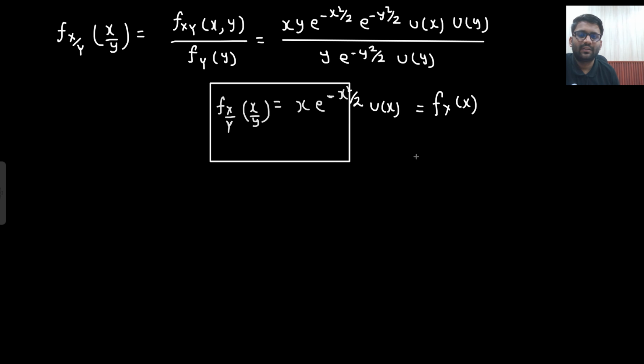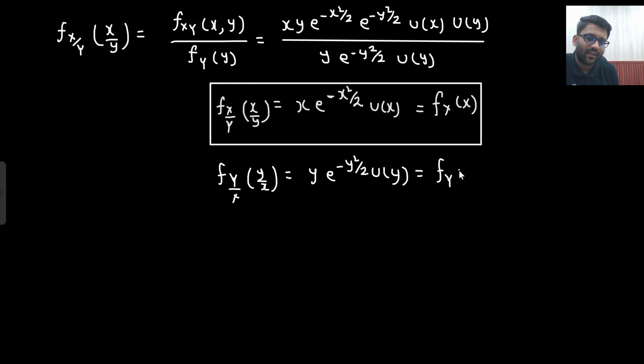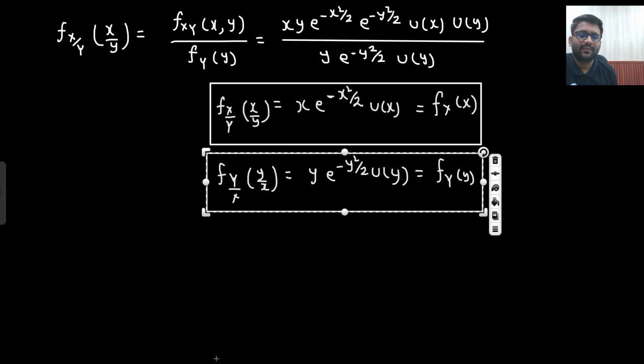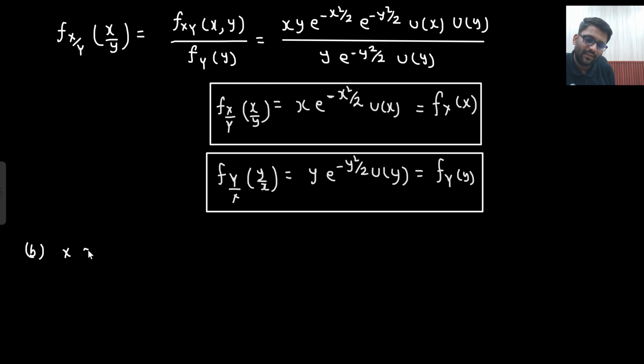Similarly, you can calculate your fy divided by x. That will actually come out to be e to the power minus y square by 2 uy. You can calculate it on your own. That will come out to be fy of y. Okay. Now in the second question, what are they asking? In the second question, they are asking that x and y are independent.